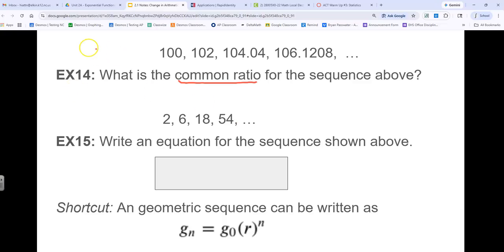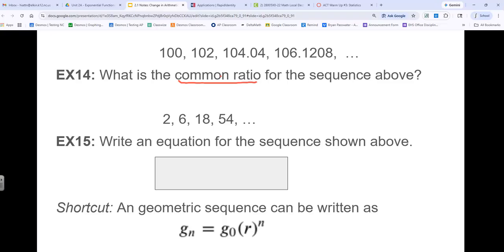So if I look at this problem, I've got 100, 102, 104.04, 106.1208. So if this is asking for a common ratio, that means I'm multiplying by some number.